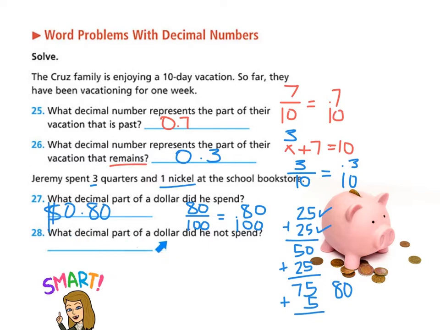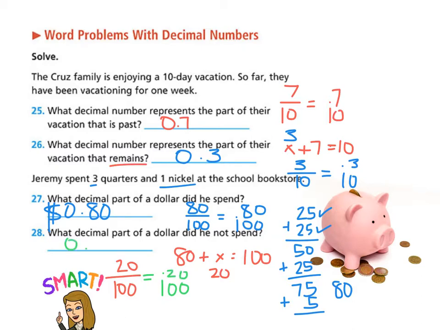Now, what decimal part of $1 did he not spend? Okay, so let's think for 80 to get to 100, you'd have to take 80 plus what to equal 100? Well, x would have to be 20. 80 plus 20 is equal to 100. So what he didn't spend is 20 hundredths, which is equal to the decimal. Get it ready here, decimal point, 0.20. Perfect, it lines up. So 20 cents were not spent at the bookstore.